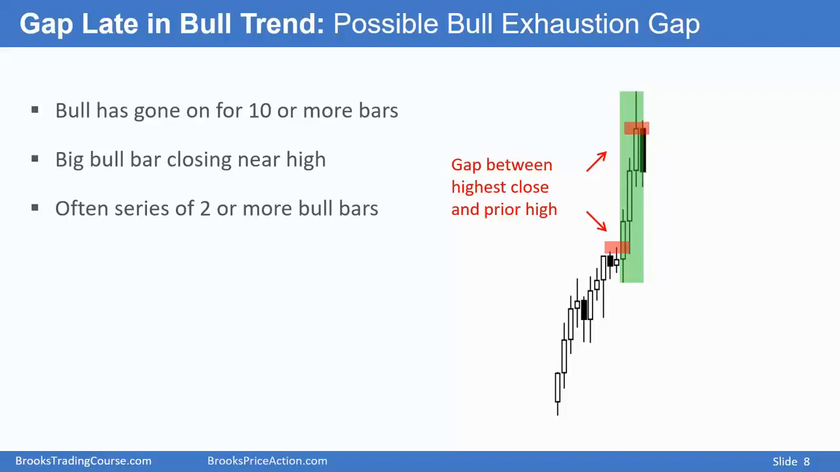What I'm looking for is a rally that has gone on for 10 or more bars, and then I need bull bars closing at or near their highs, certainly above the midpoint, and it's often a series of 2 or 3 bull bars instead of a single bull bar. There are many ways to draw gaps here.